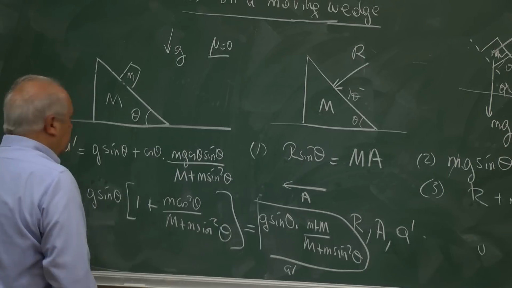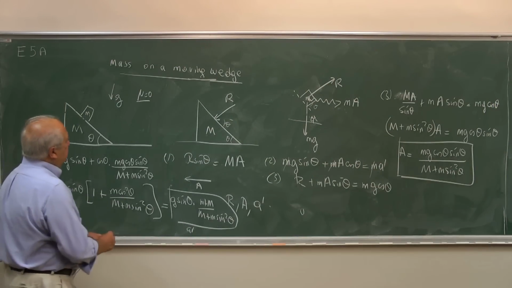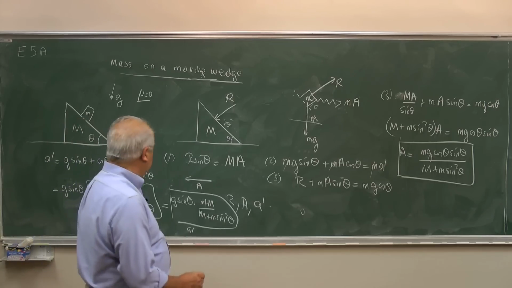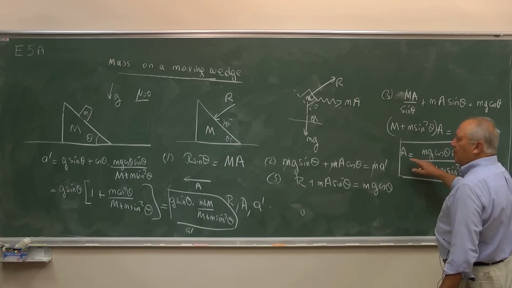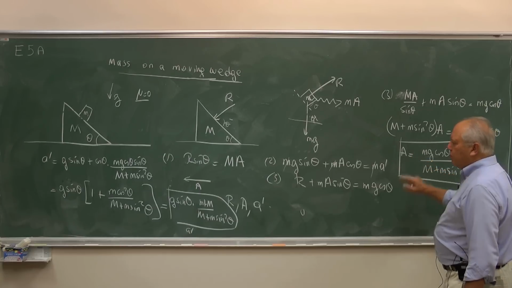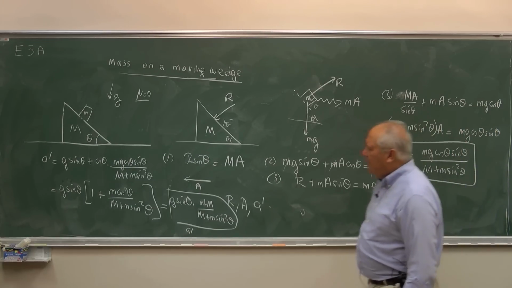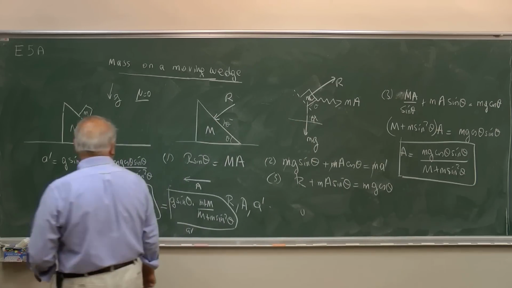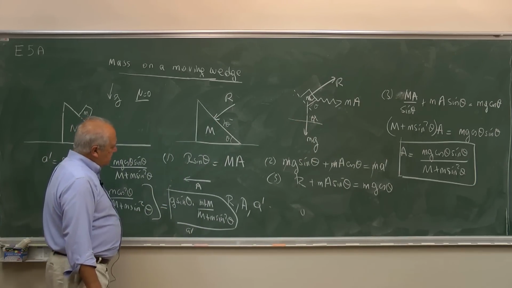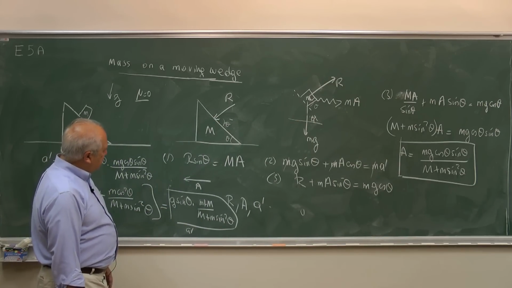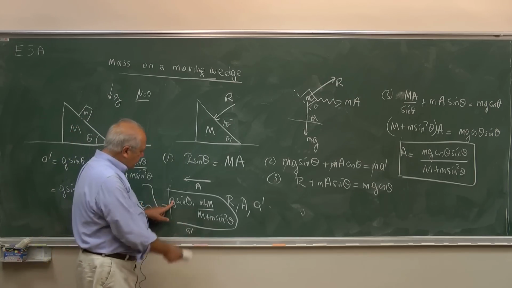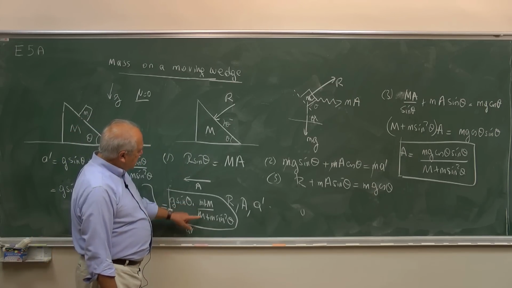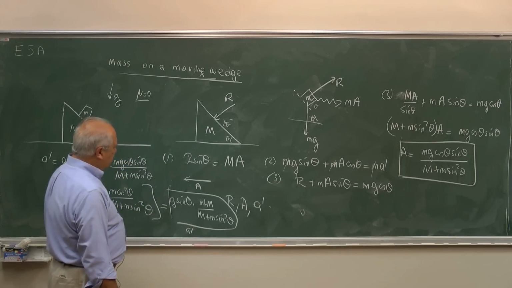All right. This is the solution. A: the wedge goes to the left with this acceleration, and A prime goes to the right with this acceleration. Does it make sense? First, let's check the dimension. g is already acceleration, so the rest should be dimensionless. Mass divided by mass. Okay, dimension is correct.